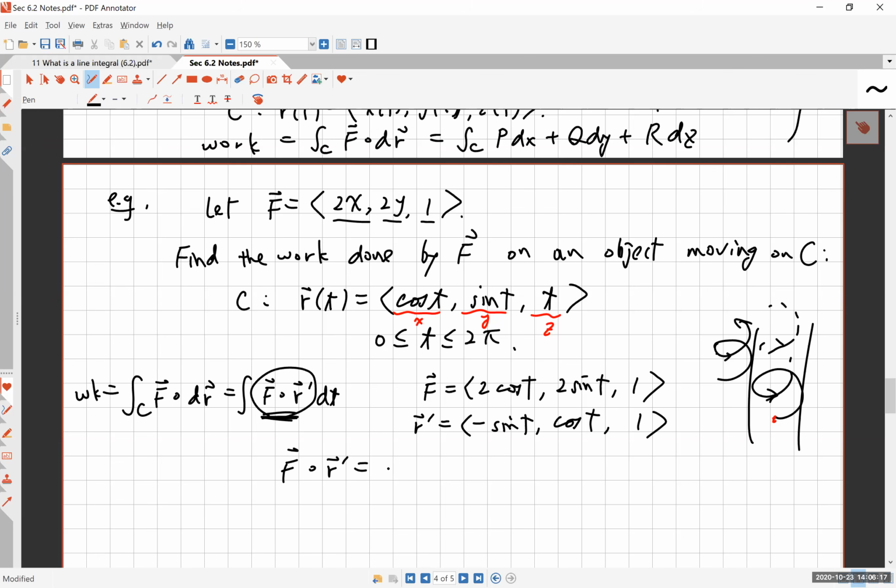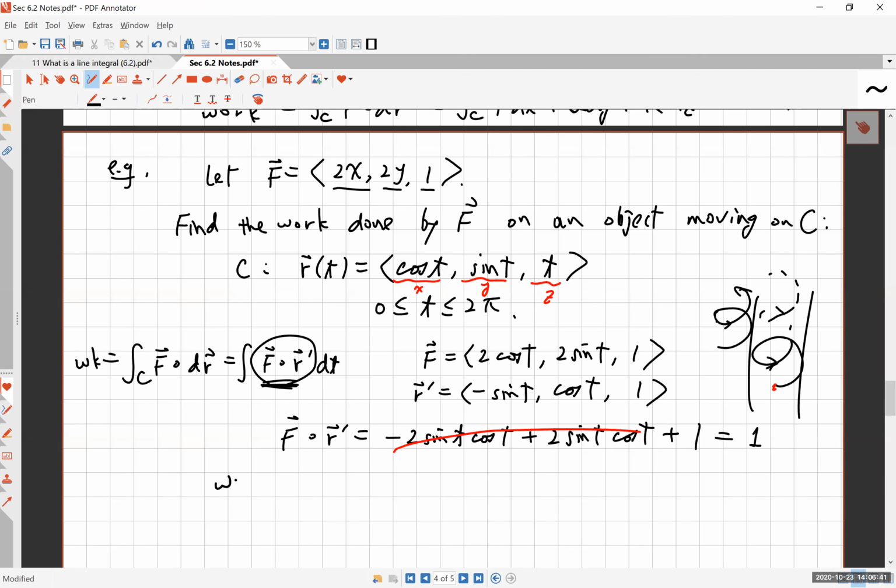So let's go ahead, since I need a dot product, let's go ahead and just dot these. Okay, so you get negative 2 sine t cosine t plus 2 sine t cosine t plus 1. That is, my friends, just 1 because the first two terms just cancel with each other, right? Wow, look at that. You don't even have to work to get work because the integral of F dot dr turns out to be the integral from 0 to 2 pi of 1 dt, which is 2 pi.